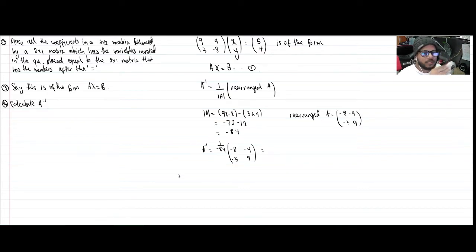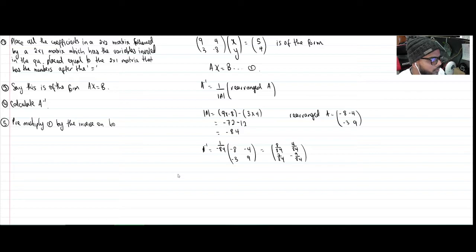Remember what I said? Leave the denominator the same. Don't simplify it, only if you are getting a whole number. So here we have 8 over 84, because two negatives make a positive, 4 over 84, 3 over 84, and -9 over 84. Step 5. This is a very important step. We must pre-multiply equation 1 by the inverse on both sides.